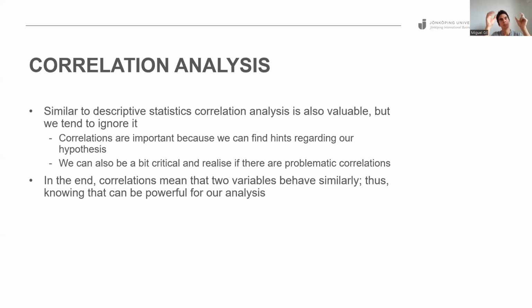So people sometimes think that it's not that powerful because you cannot analyze deep enough to, for example, say if it causes something or not. But it's still valuable to know if the behavior of one variable is similar to the behavior of another one. So for example, the correlation can give us hints if the hypothesis is going to work or not, if we're going to support or reject it. Also, it can help us realize if there are going to be problematic correlations. Maybe our independent variables are highly correlated with each other, and that's a problem. So we need to check that.